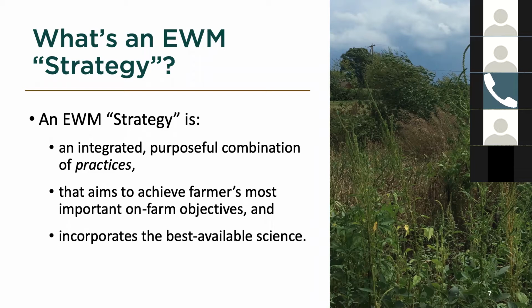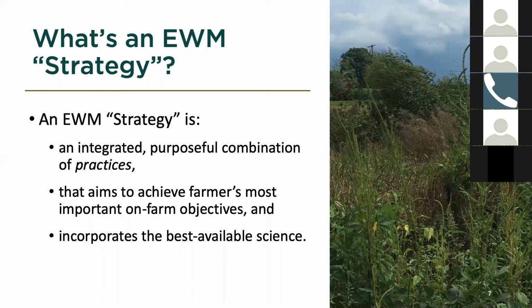The second element is really trying to make sure that that strategy, that group of practices, achieves the farmer's most important on-farm objectives. And again, when we talk about this, we're talking about a much more explicit and a more specific characterization of what we're trying to achieve on the farm. And then finally, we're thinking about incorporating the best available science that we have to match those practices with what's most important to us.